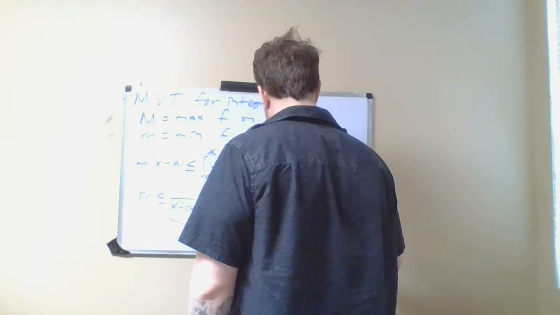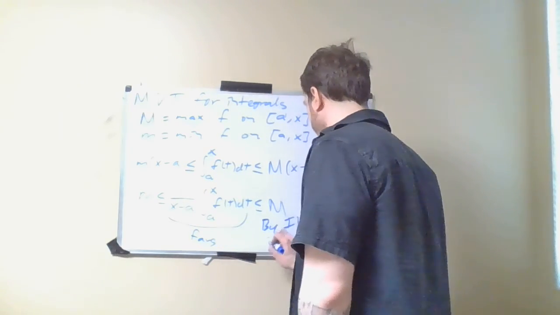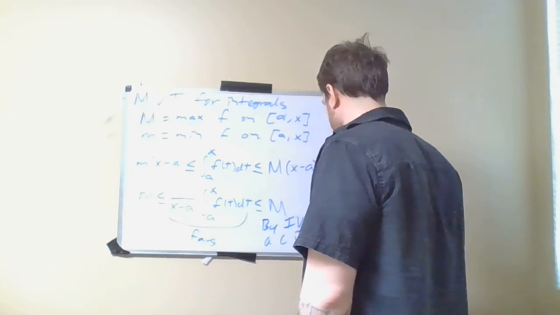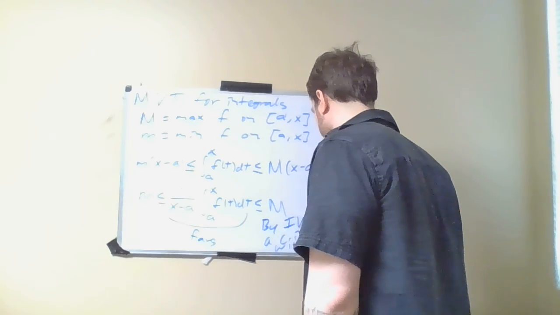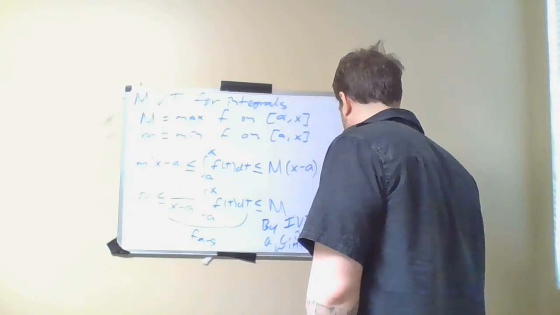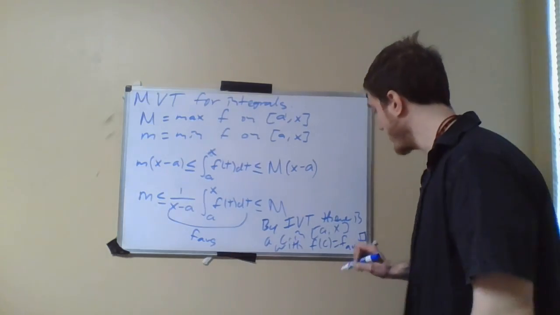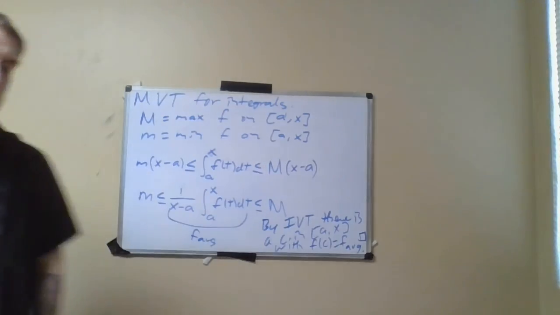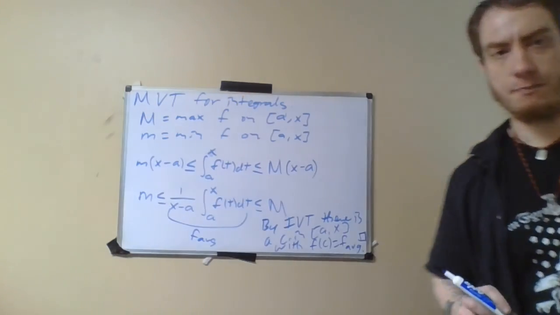By the intermediate value theorem, there is a c in a up to x with f of c equal to f average. And we are done. We just don't have a lot of space for our little end in the proof box. Look at how easy this proof is.